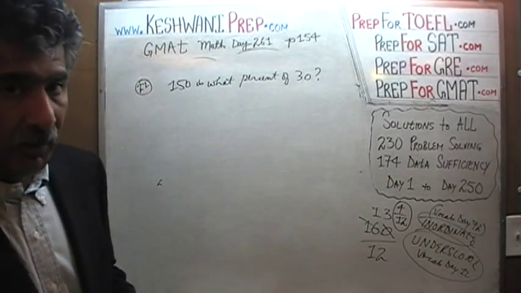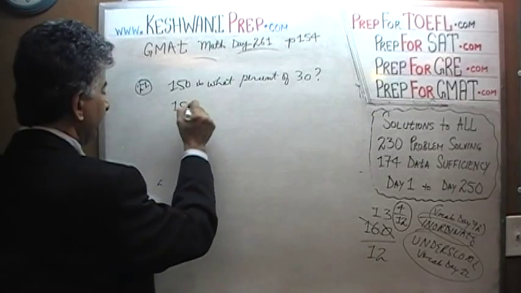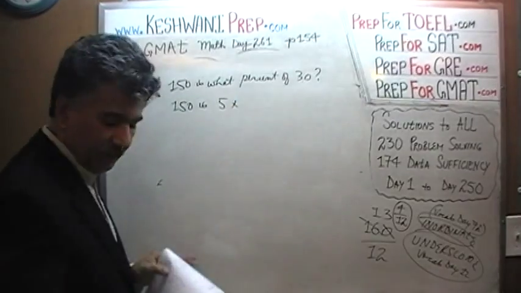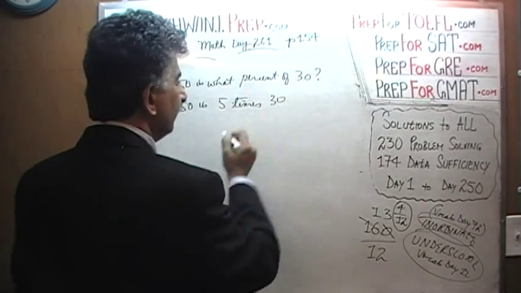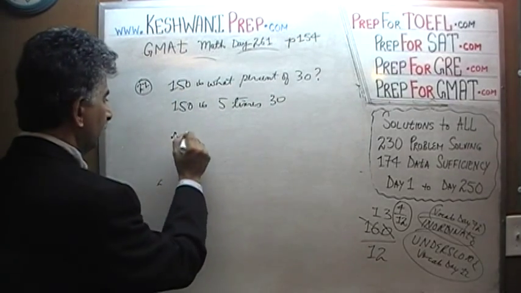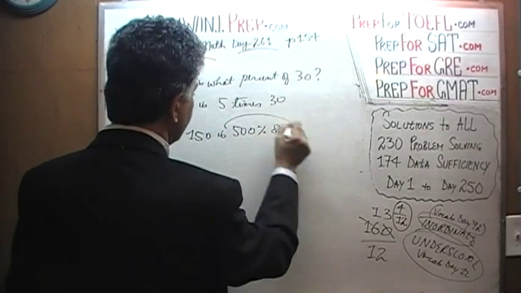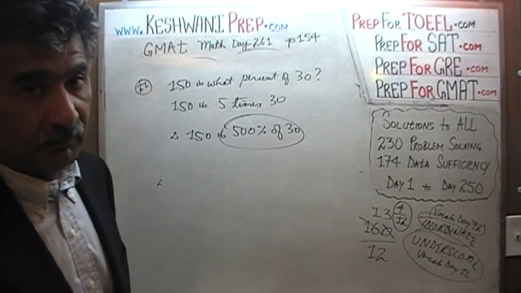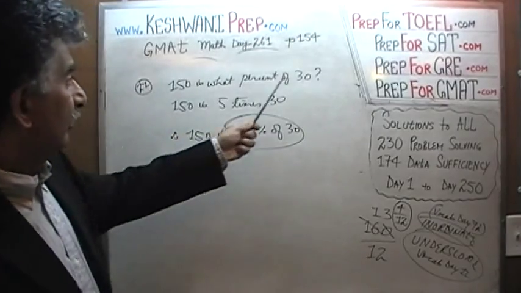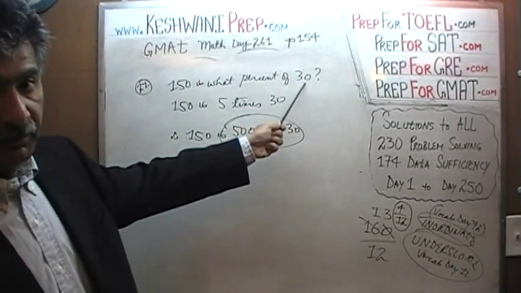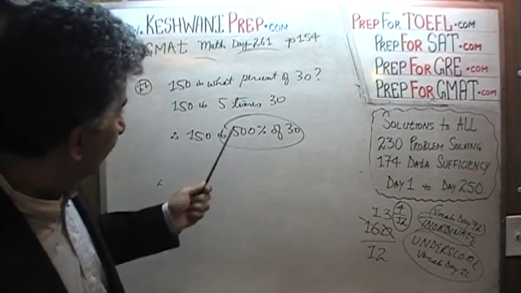Well, there are a couple of ways we can go about it. The quick way is simply to realize that 150 is 5 times 30. And therefore 150 is 500% of 30. That's it. Because it's 5 times the amount. 2 times the amount would have been 200%. 60 would have been 200% of 30, 90 would have been 300% of 30, and so on and so forth. 150 is 5 times the amount, so it's 500%. That's it. So that's one way to do that.